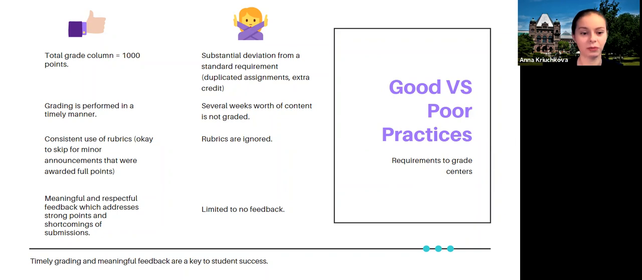Grading is performed in a timely manner, with consistent use of rubrics, as I mentioned already, okay to skip for minor assignments, sorry, that were awarded full points. Meaningful and respectful feedback which addresses strong points and shortcomings of submissions. So something that is explaining exactly, especially for those assignments that were not awarded full points, explaining explicitly what went wrong in the course.